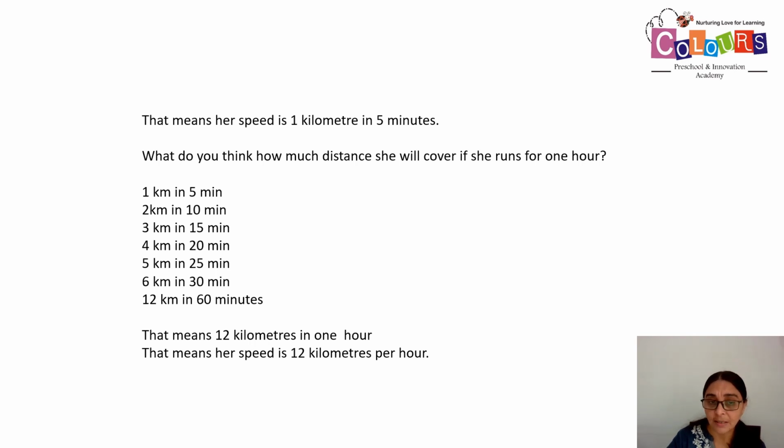So in 10 minutes 2 kilometers, in 15 minutes 3 kilometers, 20 minutes 4 kilometers, 25 minutes 5 kilometers, 30 minutes 6 kilometers. So 30 minutes means half an hour, 6 kilometers. So in 60 minutes, double, right? 12 kilometers. So that means Navya can run 12 kilometers in 1 hour. That means we can also say that her speed is 12 kilometers per hour.